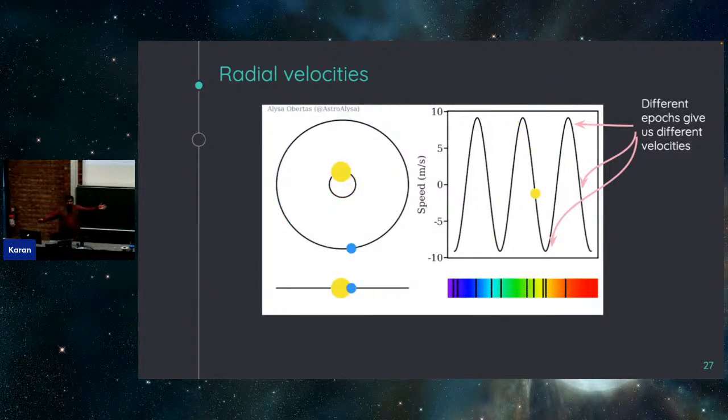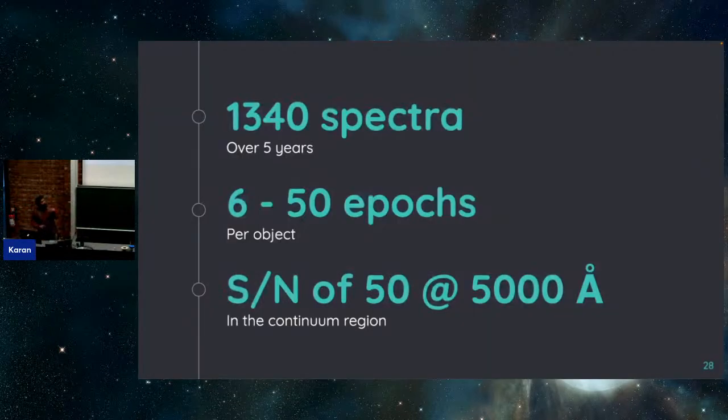So we devised a strategy where we aim to get at least 6 epochs per object. So these are some of the stats. We got 1,340 spectra over 5 years. We aim to get at least 6 epochs per object, but in some cases we are lucky enough to get more. And we aim to get a high signal to noise in the continuum region, around 5,000 angstrom.